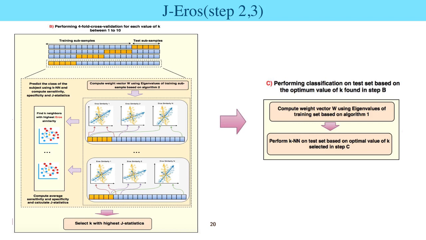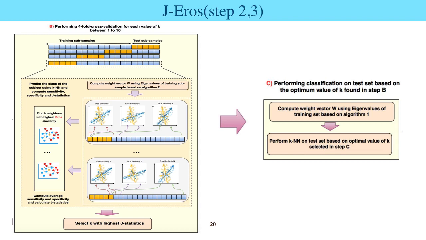In fourfold cross validation, we have a bunch of test subsamples and training subsamples. For each test subsample, we compute the similarity of that subsample with all training subsamples, and based on KNN, we predict the label. We do this for all items in the test subsample, and we compute the average J statistics. We do this process for all folds, and then we select the value of k with the highest J statistics, and we go to the next step, which is classification of the test set.